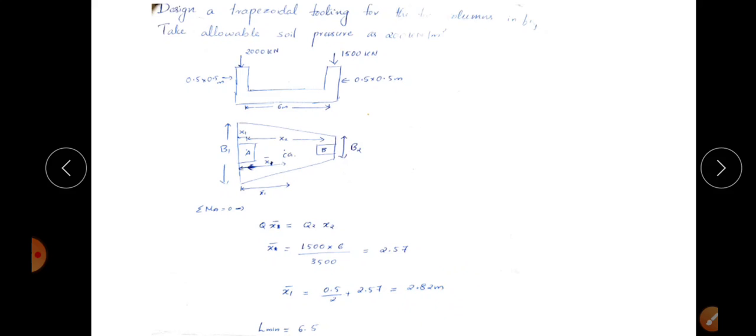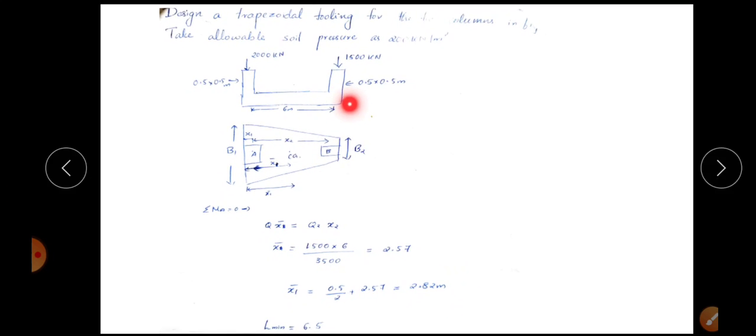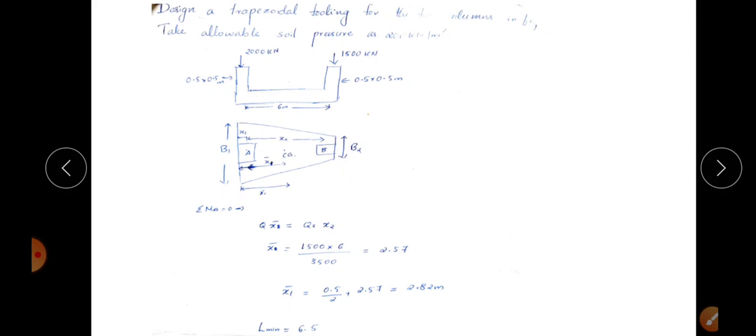Okay, and L minimum, what is the minimum length here? That is the center to center distance, 6 meter, plus 0.5 by 2 plus 0.5 by 2, that is 6.5 meter is the minimum length.